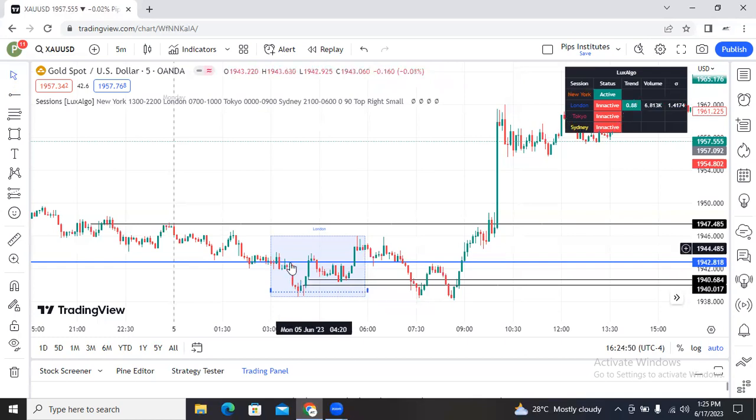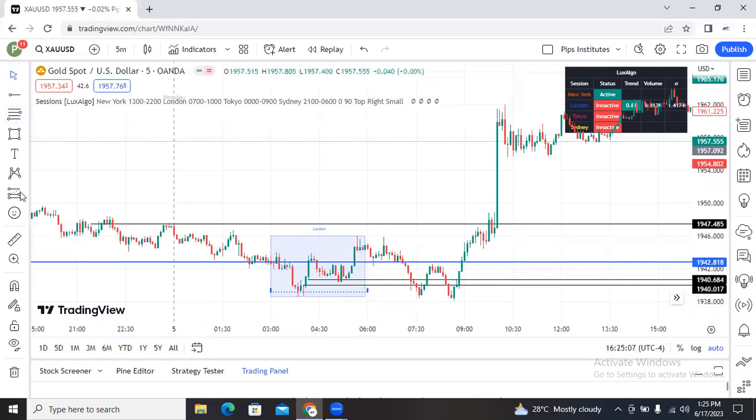This was the market structure shift. This was the area of the market structure shift. And the market comes back to this fair value gap area. So these are our entry points, and our stop loss will be below the low of the day.